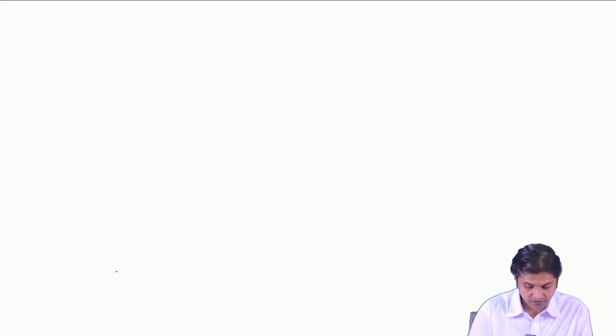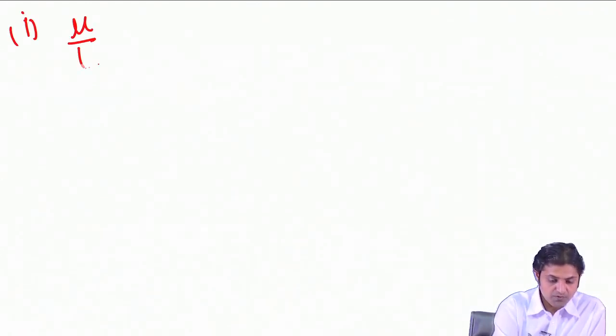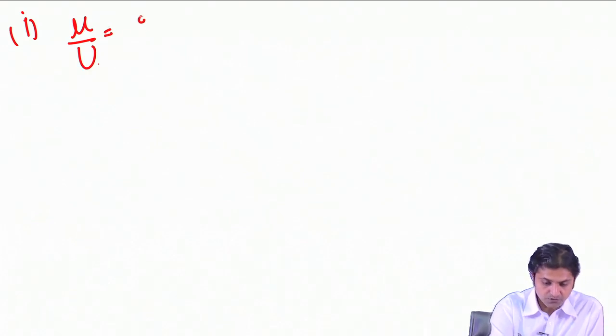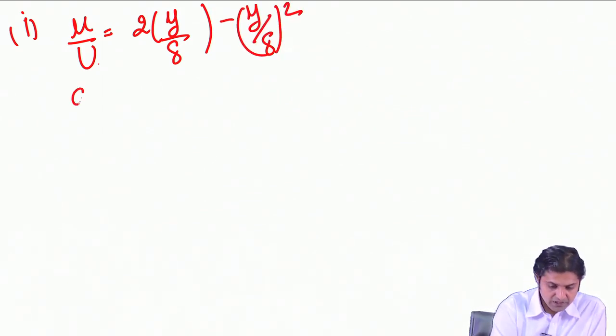So, we are going to have this white screen. Let us say for part 1, small u by capital U is equal to 2 into y by delta minus y by delta whole square. Okay. So, let us do du by dy.